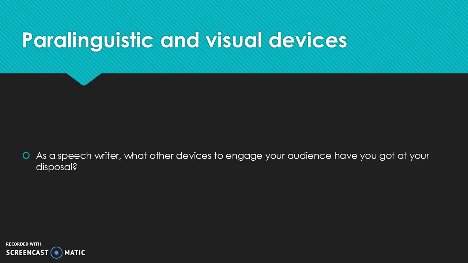Now, paralinguistic and visual devices are the things that you've got at your disposal that you wouldn't have on a page. So that's your body language, your tone of voice, your facial expressions, your gestures, and any visuals that you want to include. So images, graphs, posters, things that you might have in the background to support what you're saying.